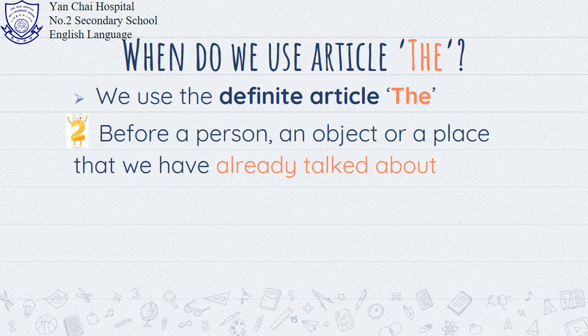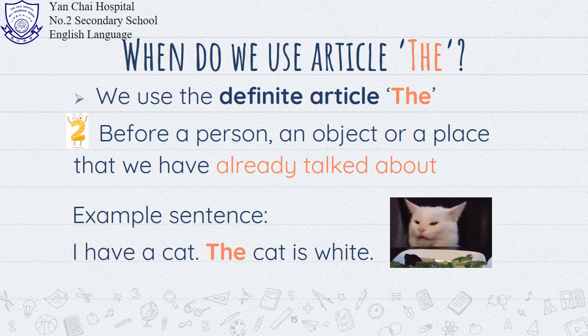We use the before a person, an object, or a place that we have already talked about. Example sentence: I have a cat. The cat is white.